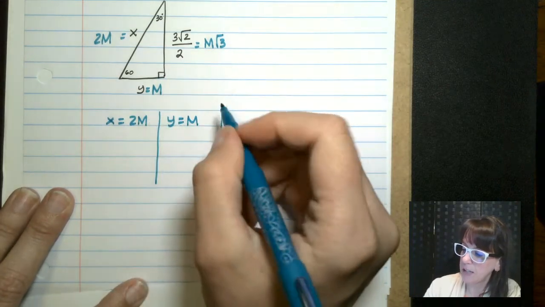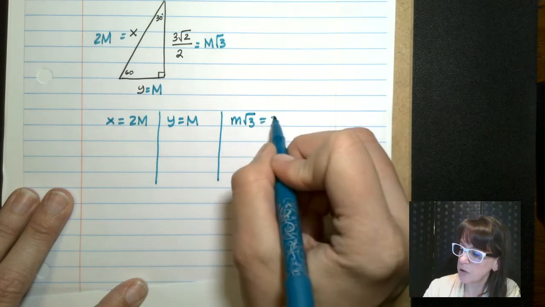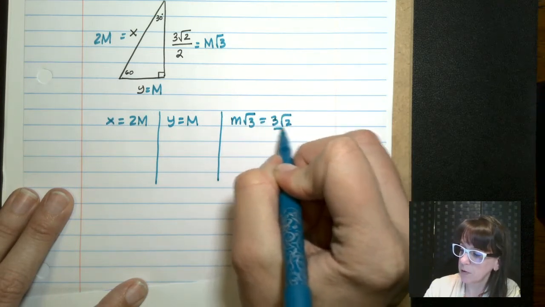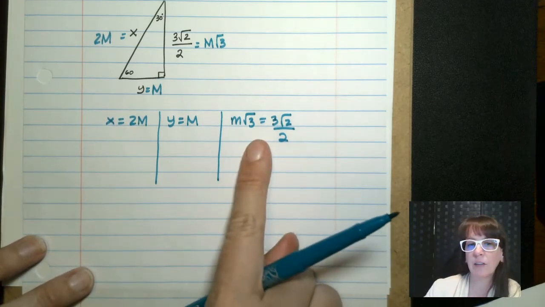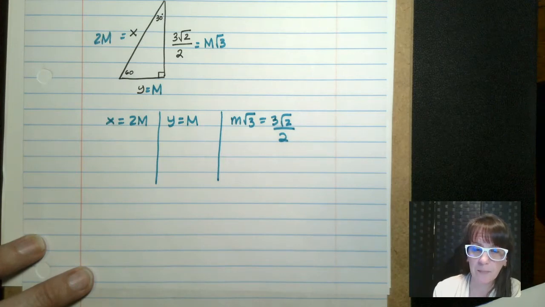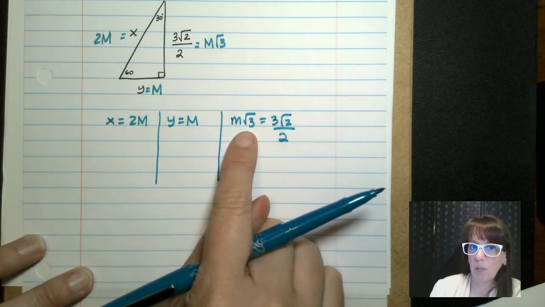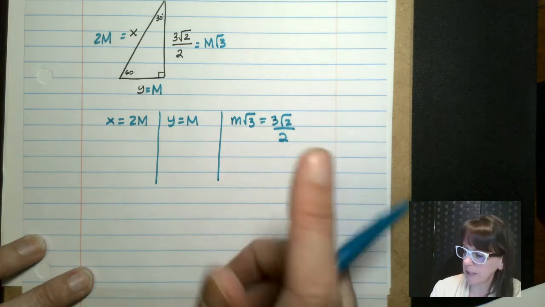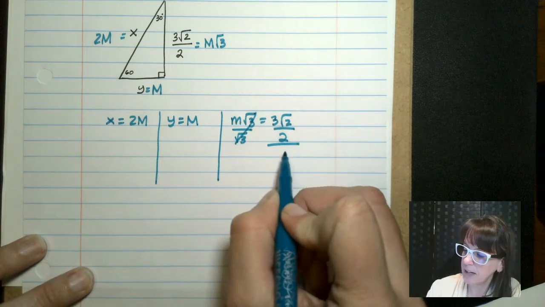And then I have m root 3 equals 3 root 2 over 2. Now this looks a little tricky. The only one that I can solve here is this one over here, because these have 2 variables, so there's nothing I can solve for there. I'm trying to get this m by itself, and in order to do that, I want to divide by root 3. If I divide by root 3, that cancels out, and divide by root 3.